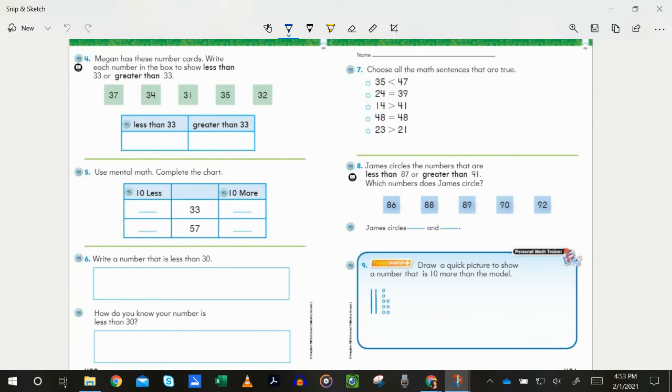Number 5, use mental math, so no counting, and try not to use your hundreds chart, but we're going to complete this chart. Okay, so we want to say 10 less than 33 goes in this box. 10 less than 57 goes in this box. 10 more than 33 goes in this box. 10 more than 57 goes in this box. Remember, 10 less, we're just thinking about the tens. The ones don't change. 10 more, same thing. We're just thinking about the tens.